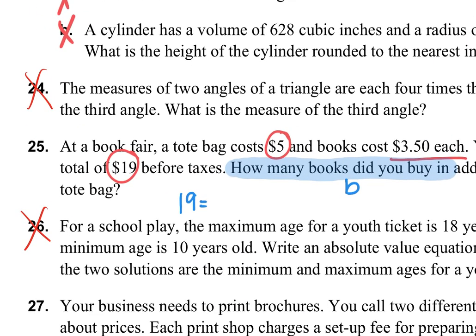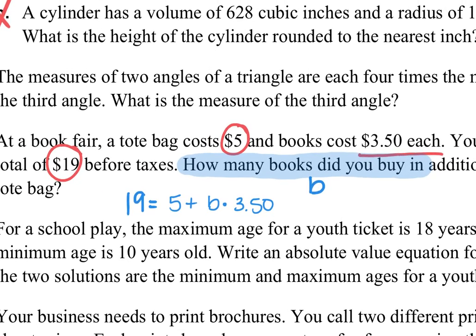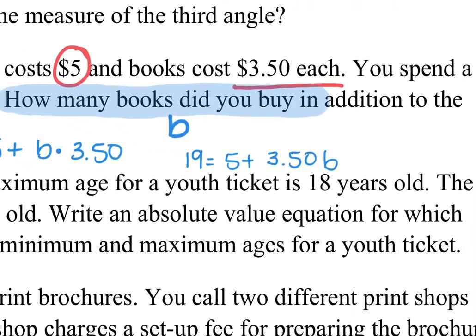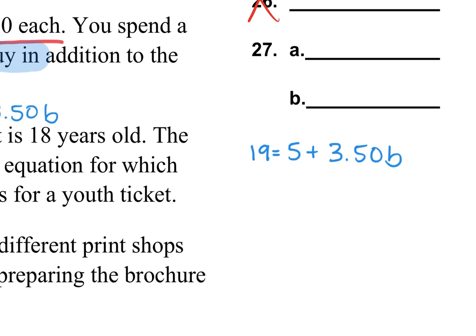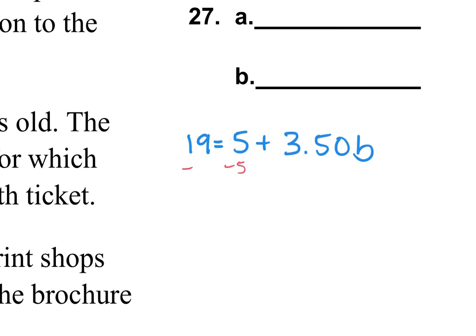and then we have to set up our equation. The tote bag costs $5, and then we're adding in the fact that we bought books for $3.50 each. So we're multiplying 3.50 times B. We're going to write this a little bit cleaner, so this is going to be 19 equals 5 plus 3.50 times B. Now, if we wanted to solve this, okay, I'm going to go ahead and grab it and put it over here on the right. So 19 equals 5 plus 3.50B. And if we wanted to solve this, we would just subtract the 5 from both sides.